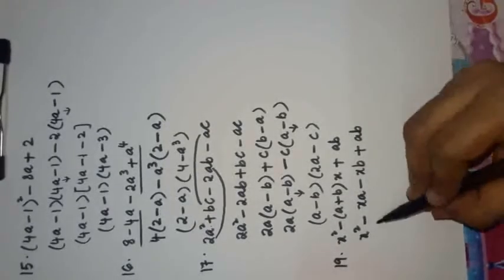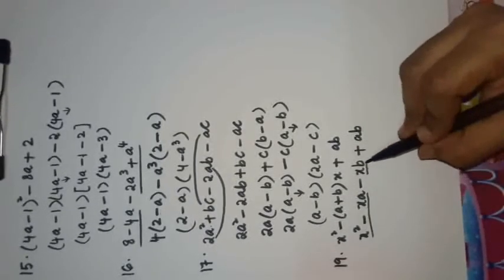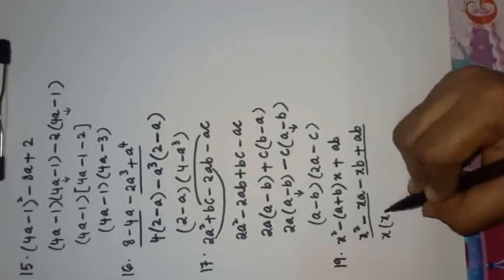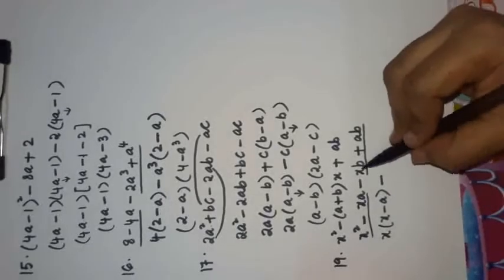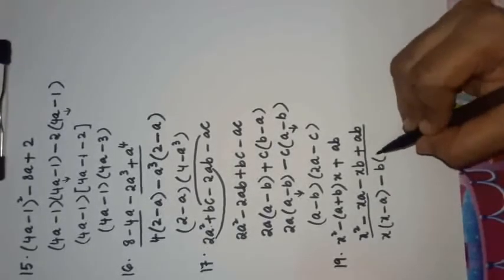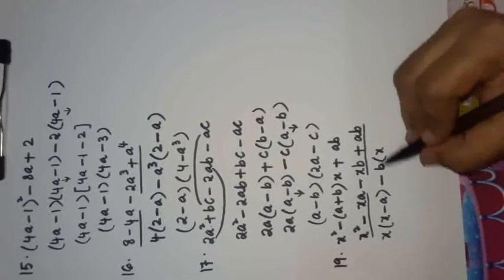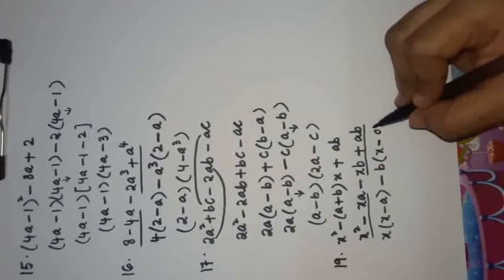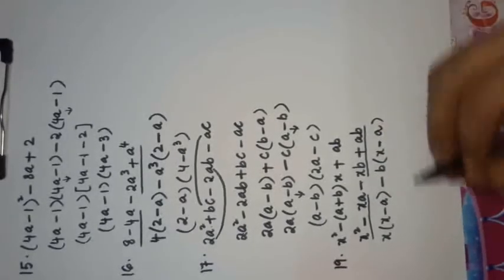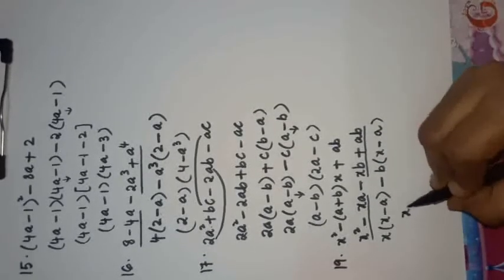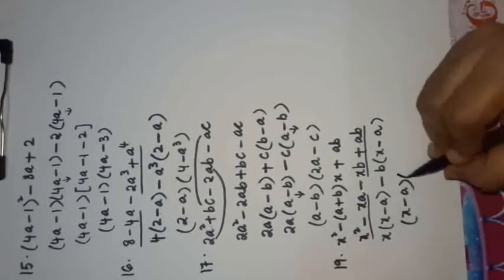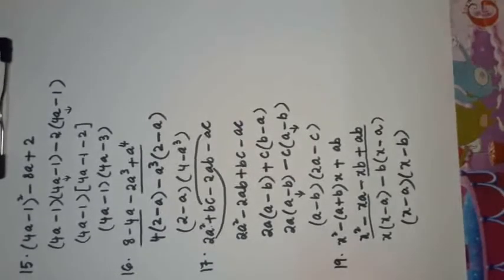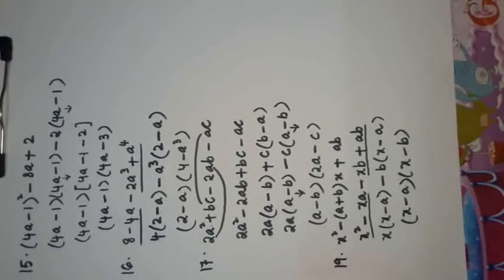Now over here again make a group of these two terms and these two terms. x square and xa, so x you can take common, x minus a. Then minus b you can take common, then x is here, minus into minus will be plus, that's why we take minus. So over here this a is remaining. x minus a common, then x minus b. So these two are the factors. Now let us go to the 20th problem.